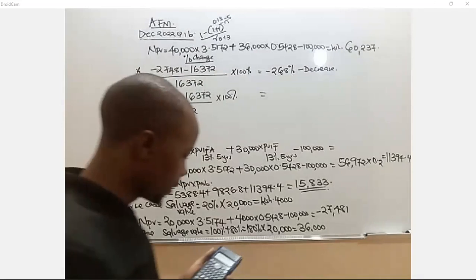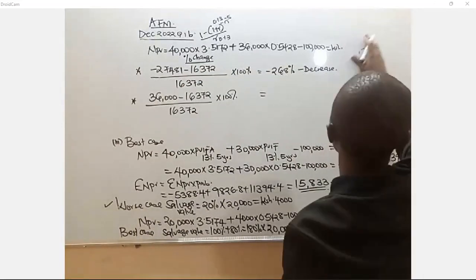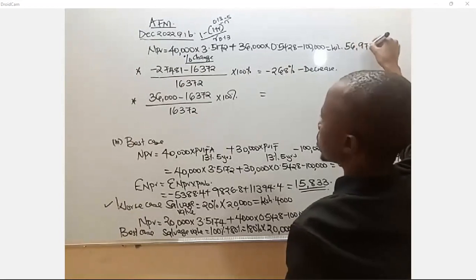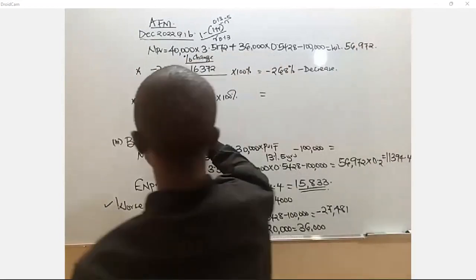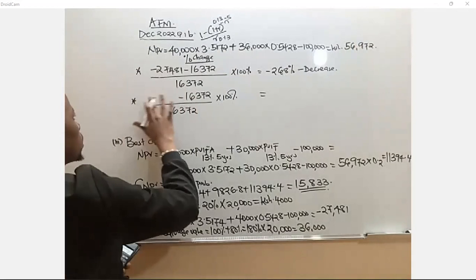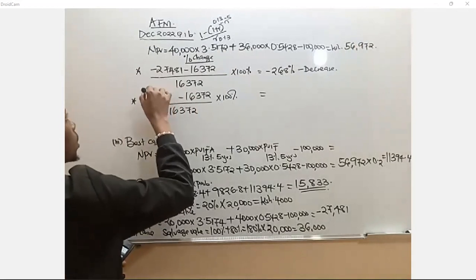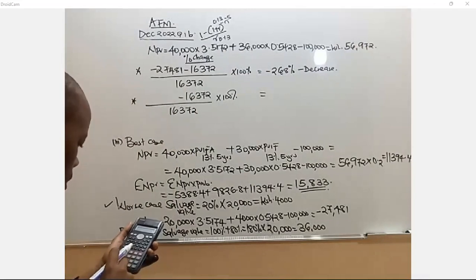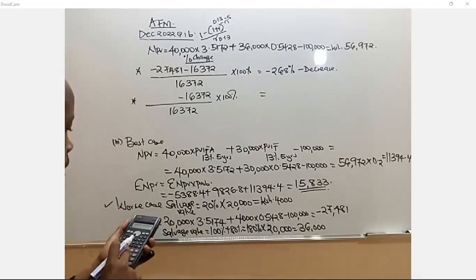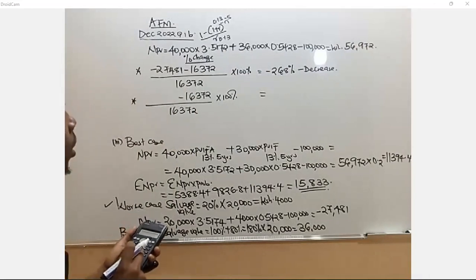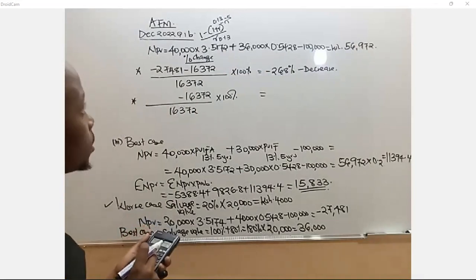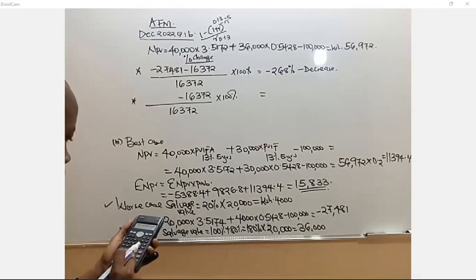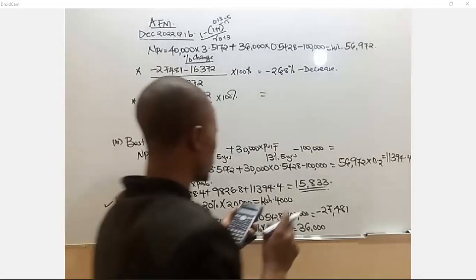56,972? 56? Wait, which one? You're not sure? Oh, okay. It is 6228.8. So I'm right, huh? Yes. 6229.